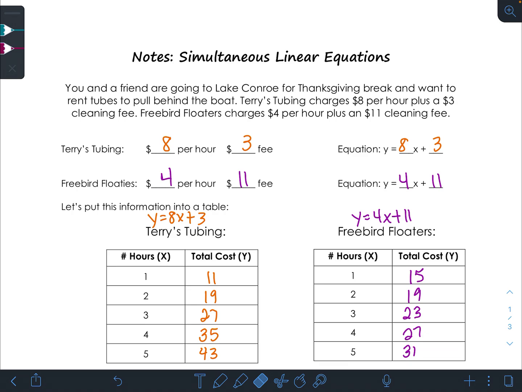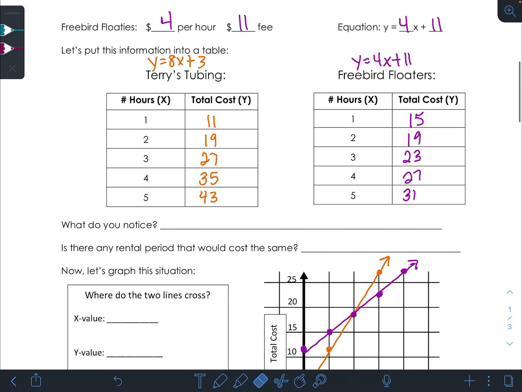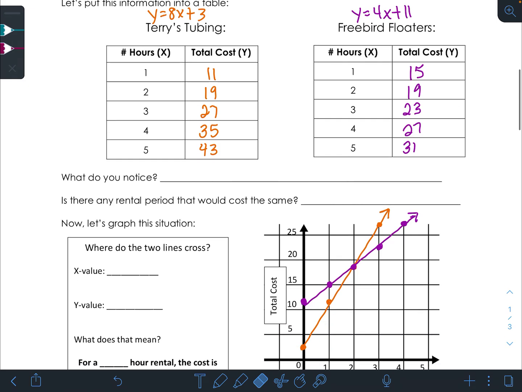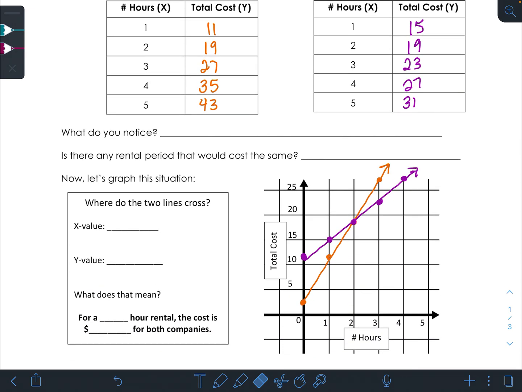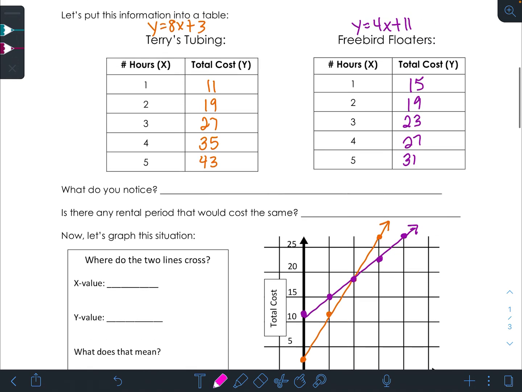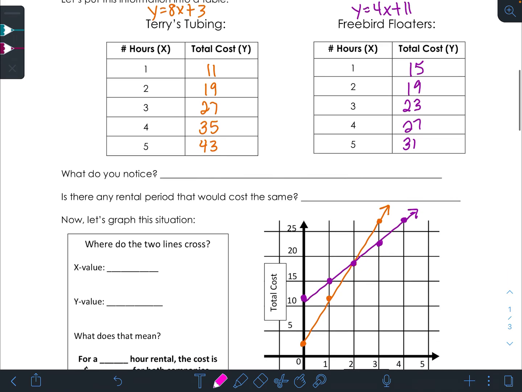So if you're going tubing on the lake like this problem talks about, you can go to one company and they charge $8 an hour and a $3 cleaning fee. The other one charges $4 an hour plus an $11 cleaning fee. And so really, if you go through and you create your table and you create your graph of your two things, you can see that if you are going to go for 1 or 2 hours, Terry's Tubing would probably be cheaper. But if you plan on going more than 2 hours, Freebird Floaters would be a better deal.